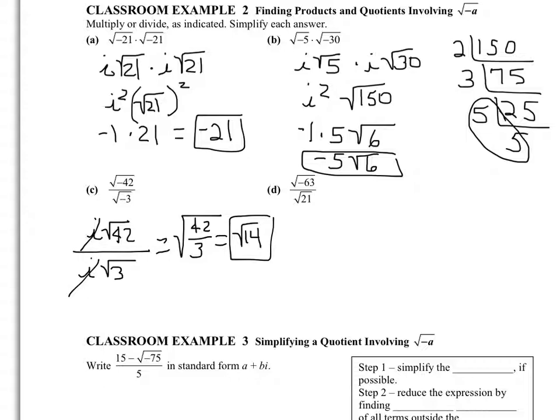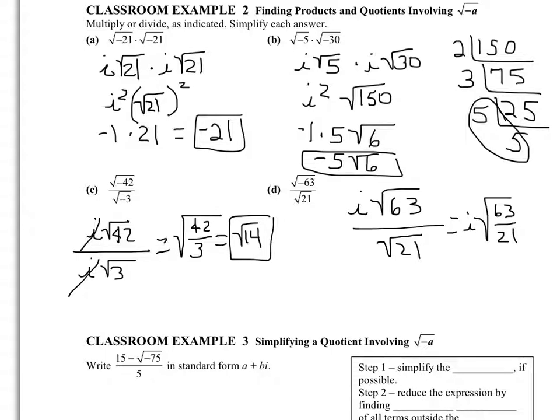On D, I notice that in the numerator I have an i because it was the square root of negative 63. But notice carefully there is not a negative in the bottom, so I do not have an i that comes out. This one is going to have an i in the answer. But I also notice 21 divides into 63 evenly, so if I rewrote it as the square root of the single fraction, 63 divided by 21, that would give me i times the square root of 3.